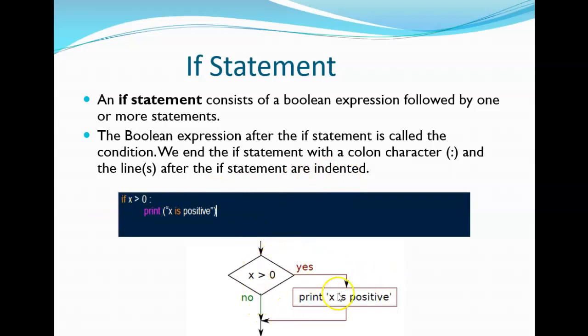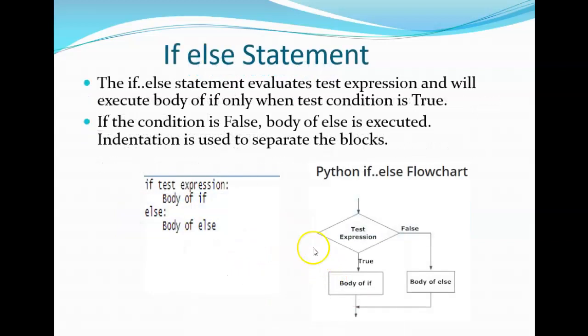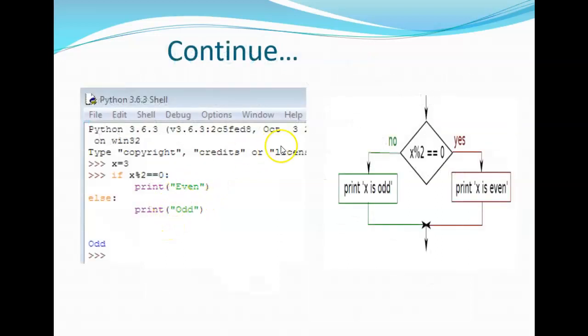This is the simple if statement flowchart, you can see yes, no, like that. If else statement, in the same way you have if else. You can see the colon at else as well. If the condition does not execute, obviously else will execute. In the same way you can check your own example over here.